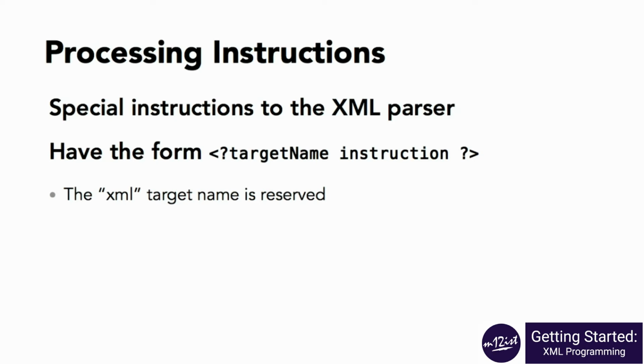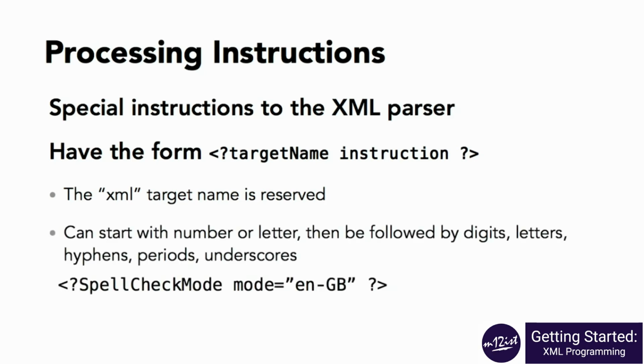And the reason you do this is because you have an application that can have options, for example, set by the XML content. For example, maybe you have an application that has multiple spell checking modes, and so you might want to write a spell check mode processing instruction with some kind of instruction saying, hey, use this particular alphabet when you're doing your spell checking. It's just a way for the XML data to contain information that the parser itself can use to affect how the parsing is done.